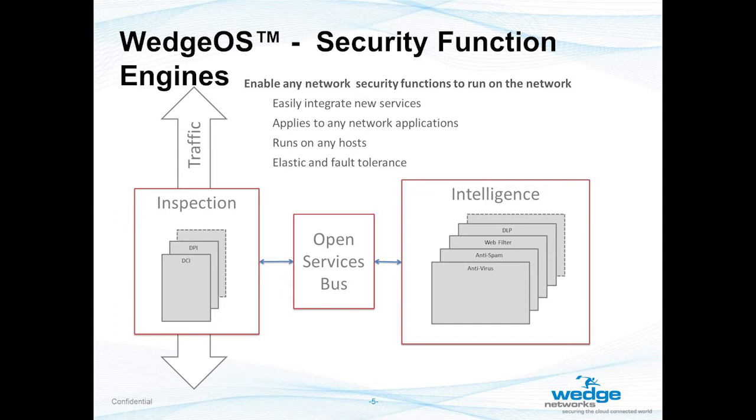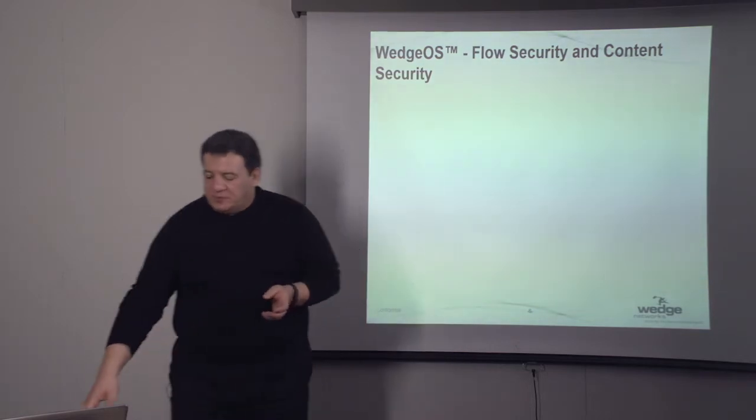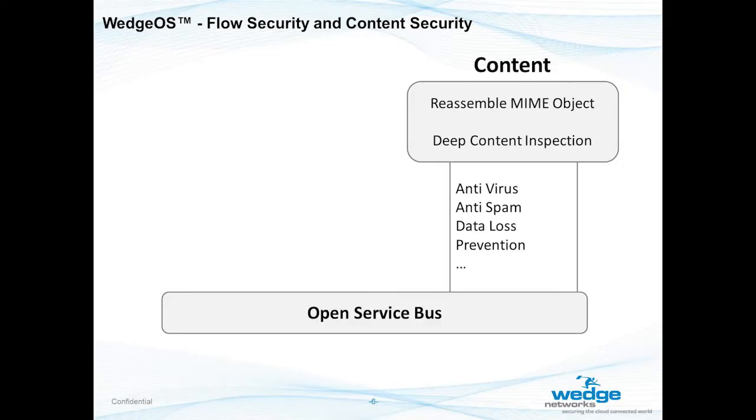Now, it is quite important to recognize that we support two types of inspection in our engine. The first is content inspection, where content is assembled the same way as your endpoint would assemble it. We take this content and subject it to different intelligence, whether it's anti-malware, anti-spam, and so on. This kind of inspection, where we reassemble the MIME objects and subject them to deep content inspection, is our own patented technology. We have developed it, and we're able to do so inline without introducing any noticeable latency to the traffic.